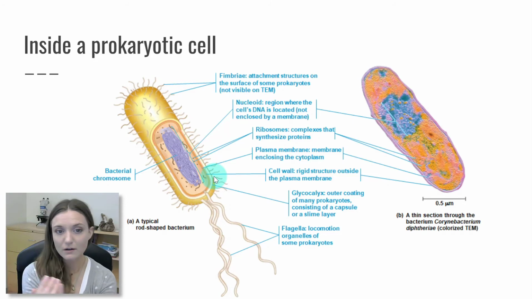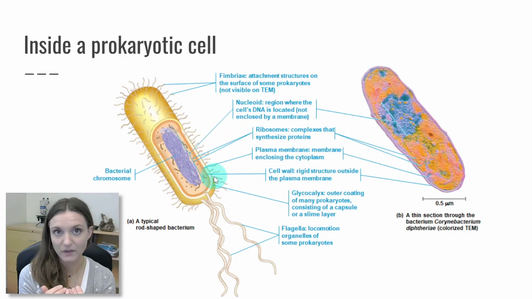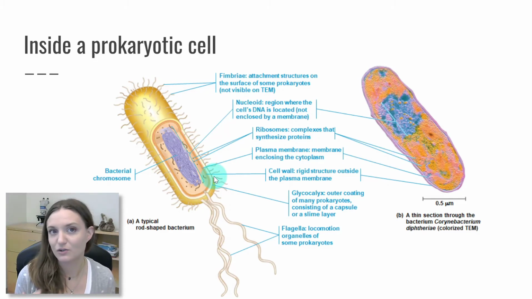and that all is enclosed in a cell membrane and usually a cell wall as well. So bacteria will have an additional structure outside of their plasma membrane called a cell wall that provides extra protection. Right? Because if you think about it, these guys are just living anywhere they can, and they're not really in control of their environment per se. So that cell wall provides extra protection from the environment.